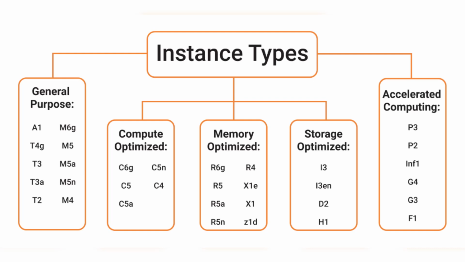The next one is storage optimized. Storage optimized is great for storage intensive tasks that require high sequential read and write access to large data sets on local storage. Its use cases are high frequency online transaction processing (OLTP) systems, relational or NoSQL databases, cache for in-memory databases, for example Redis, data warehousing systems, distributed file systems, etc. For all these use cases, storage optimized EC2 instances are used.